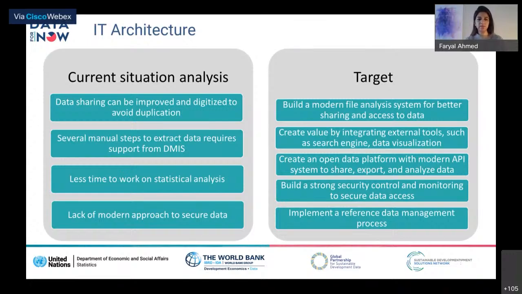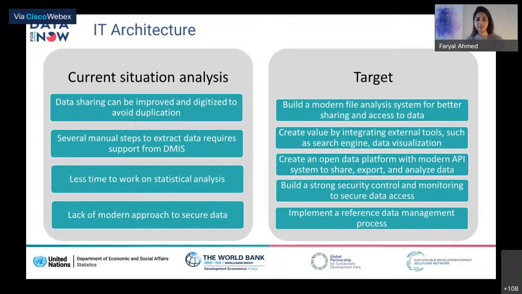So in terms of the current situation analysis, it was identified that data sharing can be improved and digitized to avoid duplication. There are several manual steps to extract the data required, and this requires support from the information system. There was less time to work on statistical analysis, and there's a lack of a modern approach to secure data. And after the assessment and recommendations, the target now is to build a modern file analysis system for better sharing and access to data. That is, let's say, the most essential part of the IT architecture.